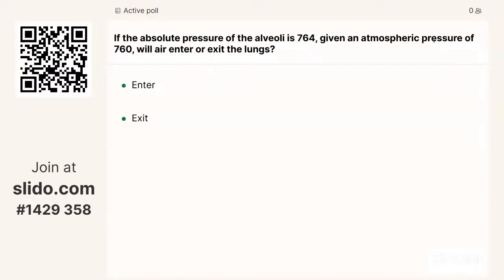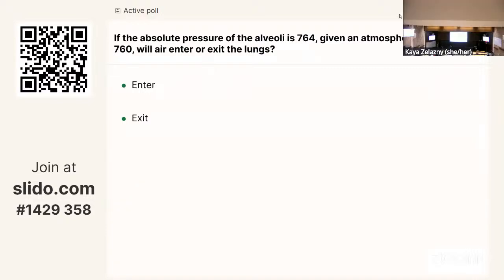All right, that said, I want to make sure that we do understand what I mean by absolute pressure and relative pressure. So this is like the one time I'm going to give you an absolute pressure example. Let's go ahead and think about our absolute pressure in the alveoli. We're at 764 millimeters of mercury. If our atmospheric pressure was our typical 760, are we going to have air coming in, or are we going to have air going out?